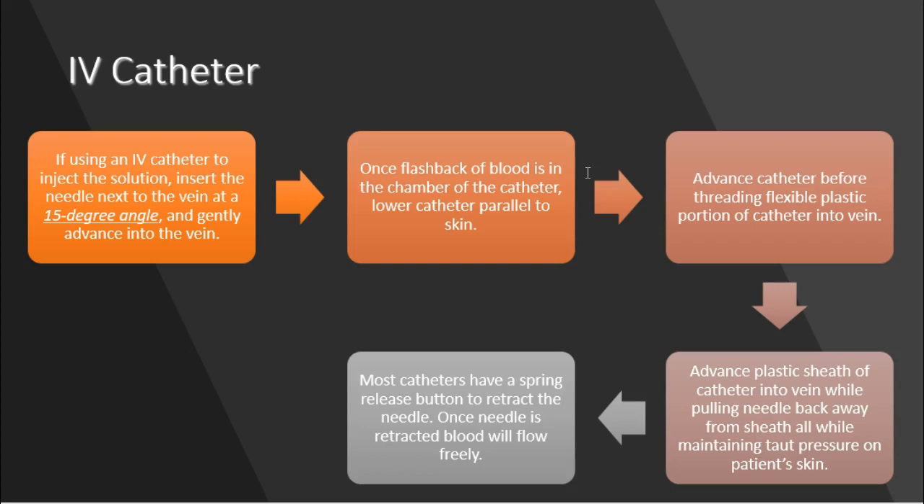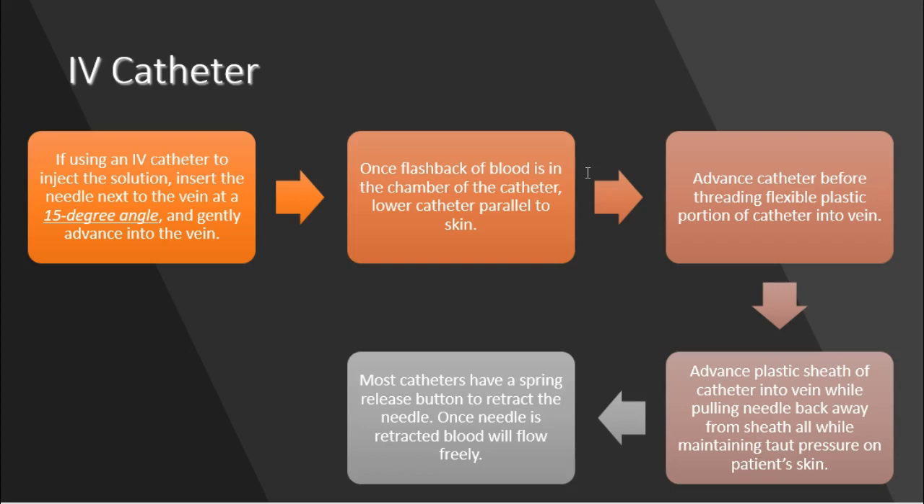So IV catheters. If you use an IV catheter to inject the solution, insert the needle next to the vein at a 15-degree angle and gently advance into the vein. Once a flash of blood is in the chamber of the catheter, lower the catheter parallel to the skin. Now it's going to be hard to remember all of this, and I'm going to help you. Advance the catheter before threading the flexible plastic portion of the catheter into the vein. Most catheters have a spring release to retract the needle. Once the needle is retracted, blood will flow through.